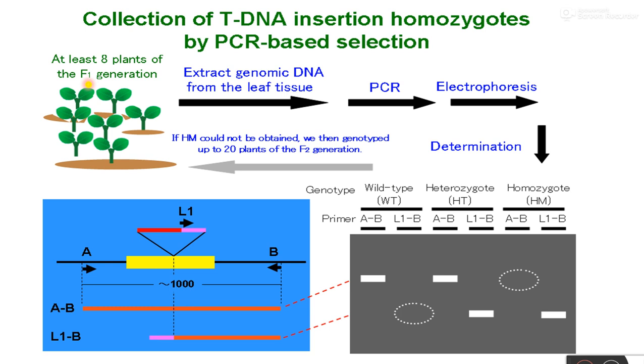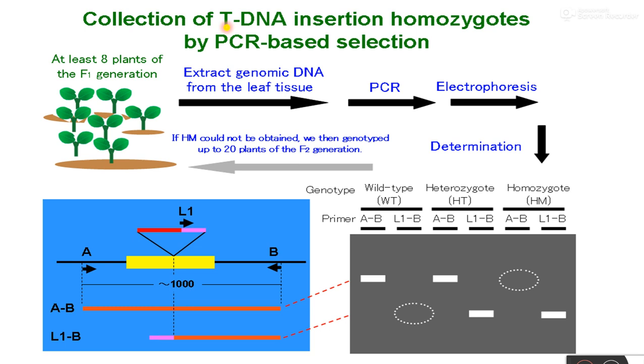So these tDNA insertional mutant lines are generally maintained, or you can say stored, in different Arabidopsis centers, and the most important Arabidopsis center is the Arabidopsis Biological Resource Center, which generally maintains different tDNA insertional mutant lines of different genes, right?